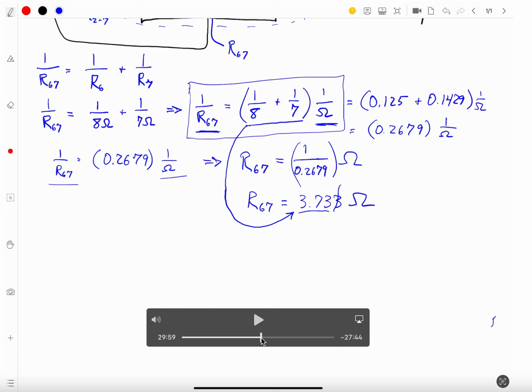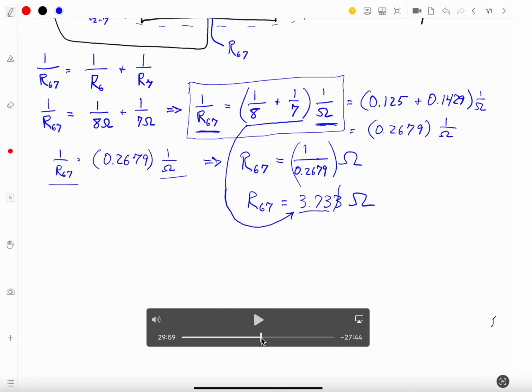R6 is 8 ohms, R7 is 7 ohms. We want 1 over R67 because we're trying to find R67, and those two things are in parallel. So we do 1/8 plus 1/7. We factored out our 1 over ohms units, and 1 over 8 is 0.125. 1 over 7 is 0.1429. Add those together, we've got 0.2679.